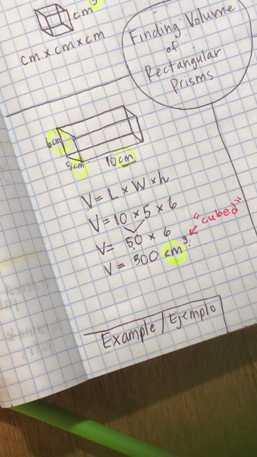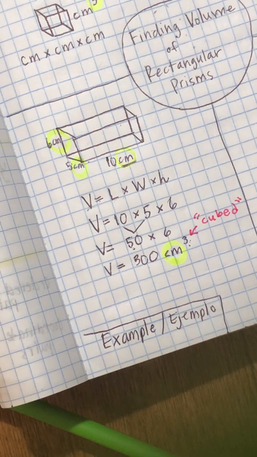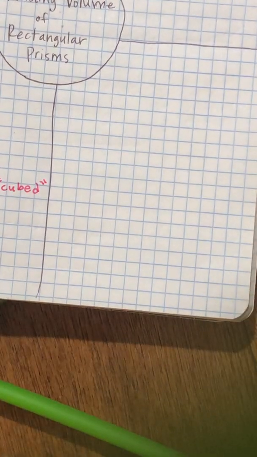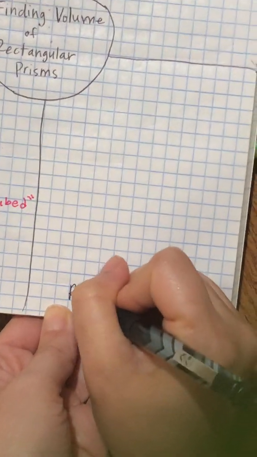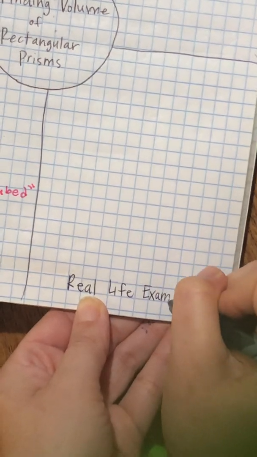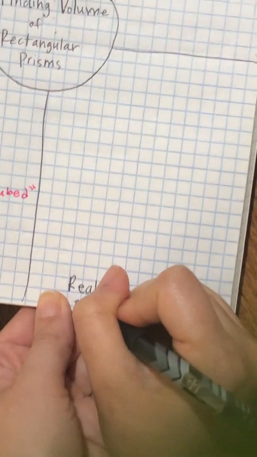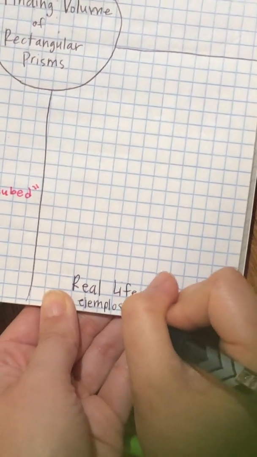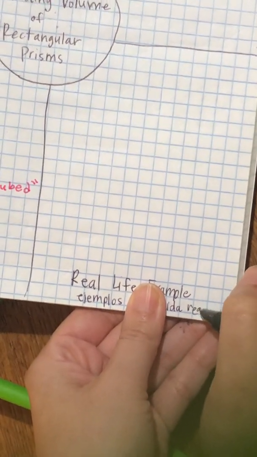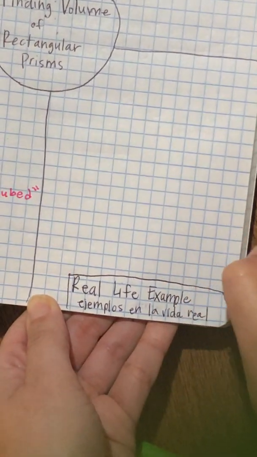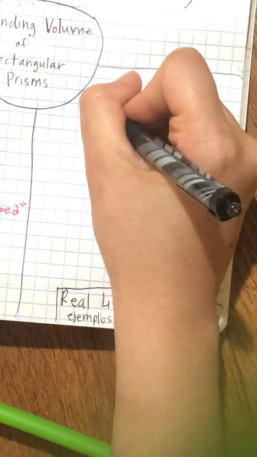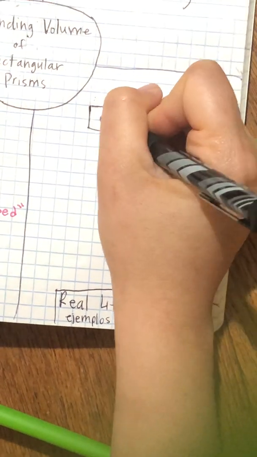Okay? Now we're going to go over to some real world examples. So my real world examples are for you to finish later on. I'm going to give you 2 real life examples of rectangular prisms. So son unos ejemplos de la vida real. Ejemplos en la vida real. Okay, so some examples in real life. Maybe you can already think of some, but I'm going to show you 2, and I want you to add 2 more. Okay, so I'm going to draw a nice big rectangle, one right below it.